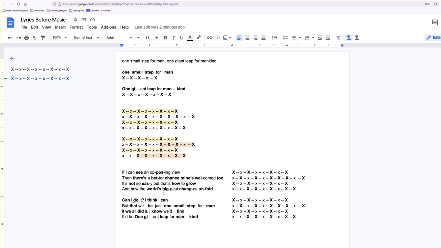So take a listen to what that ended up sounding like in the final song, rhythmically, as that rhythm fit into a melody.